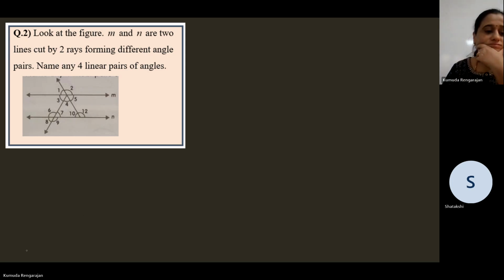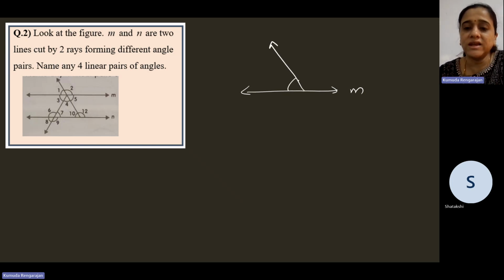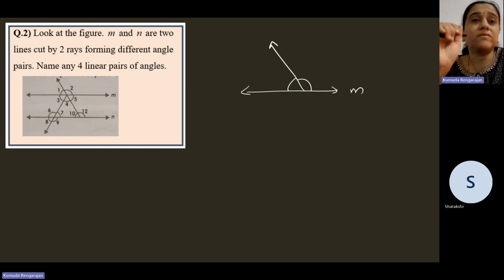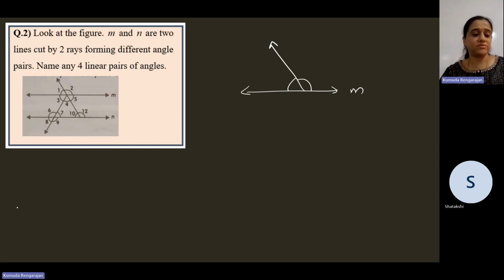Tell me. To identify linear pairs of angles, identify a straight line and see, like, say M is a straight line, and you should identify a ray on it. And then you must say this angle and this angle form a linear pair. The requirement for a linear pair is a straight line and a ray on it. That's all. Then those two angles will be 180. Correct. Yeah, tell me the linear pairs.